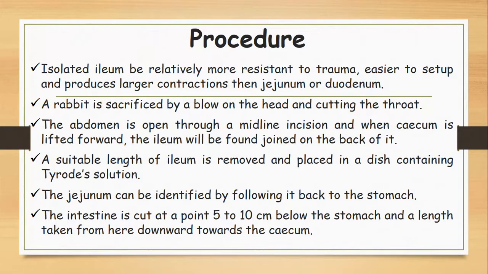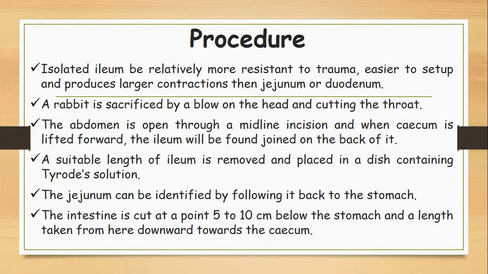Next one is the procedure. Isolated ileum is relatively more resistant to trauma, easier to set up, and produces larger contraction than jejunum or the duodenum. A rabbit is sacrificed by a blow on the head and cutting the throat. The abdomen is opened through a midline incision, and when cecum is lifted forward, the ileum will be found joined on the back of it.